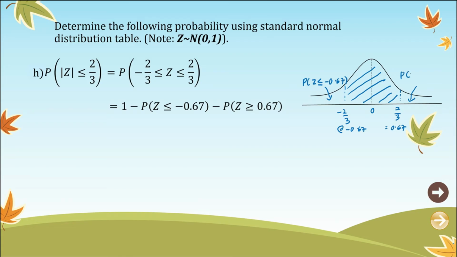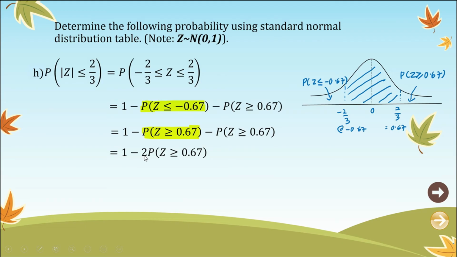And minus also with Pz greater than 0.67. Then we will get the area in the middle. For this area, Pz less than or equals to negative 0.67 has the same value as the probability of Pz greater than or equals to 0.67. So we can change the symbol, and it will give us the same value.